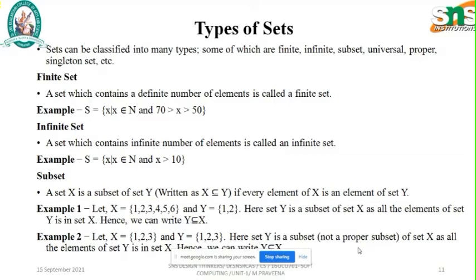Next example, let us see. Set X has 1, 2, 3, and set Y also consists of the same elements 1, 2, 3. So here set Y is a subset of set X, as all the elements of set Y are in set X. Hence we can write Y is a subset of X and also X is a subset of Y.